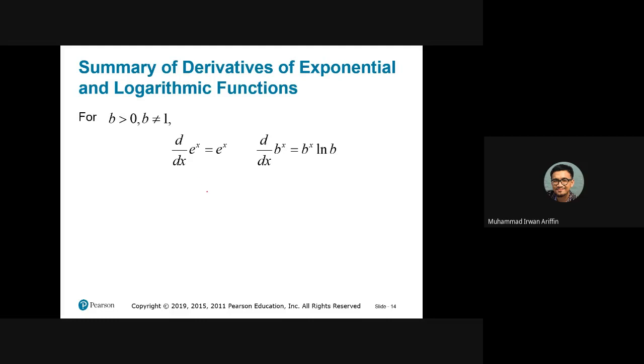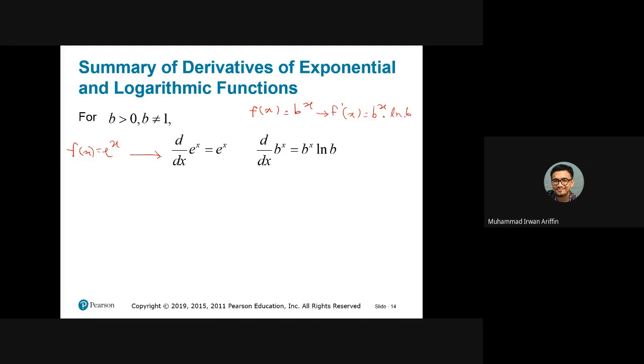So this will be the summary. If we have for exponent, these are the shortcuts. These should be your favorites. If you have a function of exponent f of x equals e to the x, the derivative would be e to the x itself. And if you have a function f of x equals b to the power of x, then f prime of x would equal the function itself, but you need to multiply with ln b.